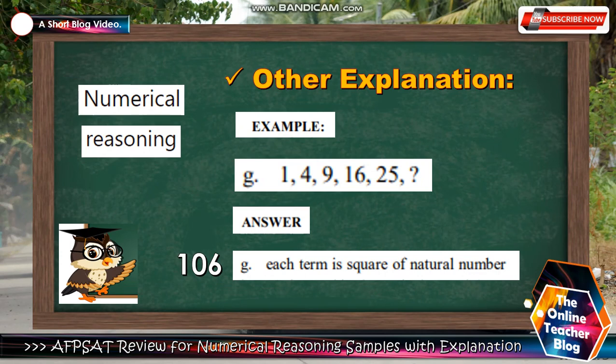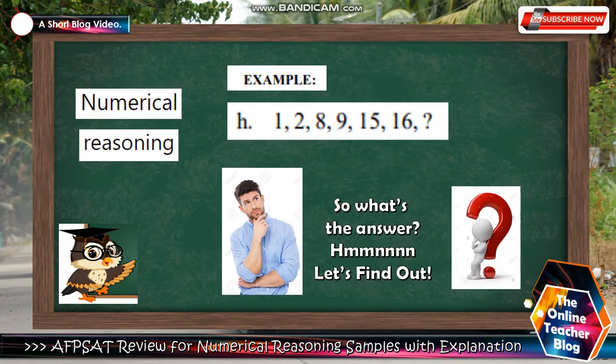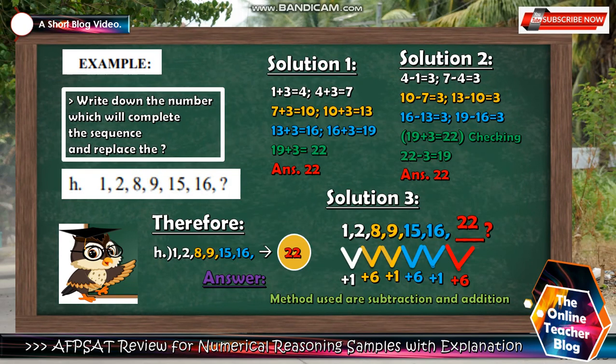The other explanation for this is 106: each term is the square of a natural number. Let's proceed to the last letter. We have letter H: 1, 2, 8, 9, 15, and 16. So what's the answer? Let's find out. I made, again, another three solutions. You can choose each of these.